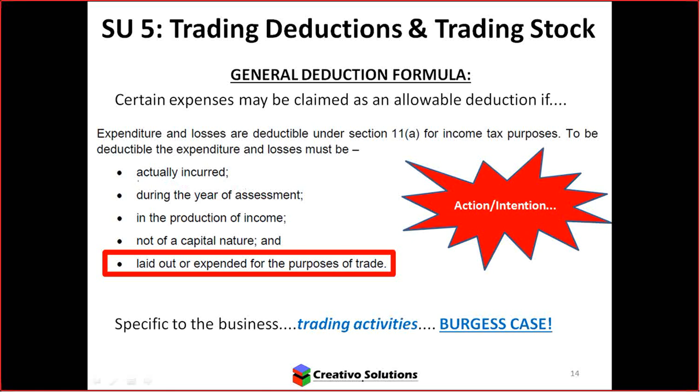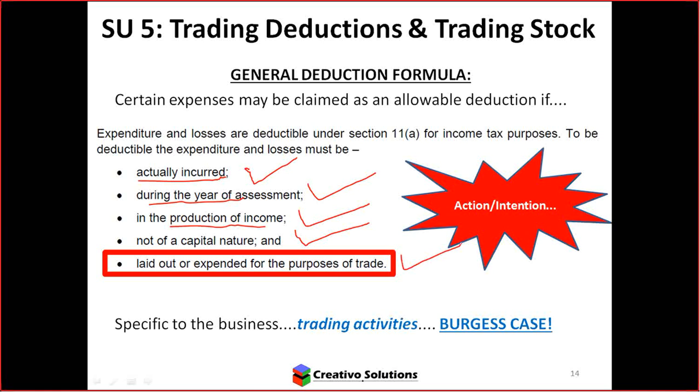That's good. So let's say, if you got a speeding ticket, was that actually incurred? Did you incur that during the 12 months? Was it during the year of assessment? Yes. Was it in the production of income while you were traveling to the event? Yes. Is it not of capital nature? There's no enduring benefit. Do you agree? And was it expended for the purposes of a trade? Well, yes, you are rushing to the event. Do you agree?